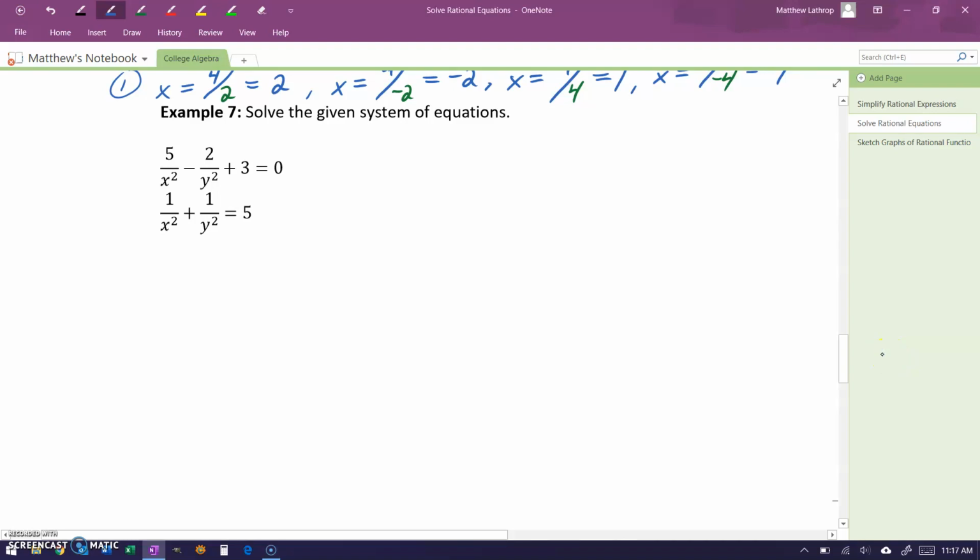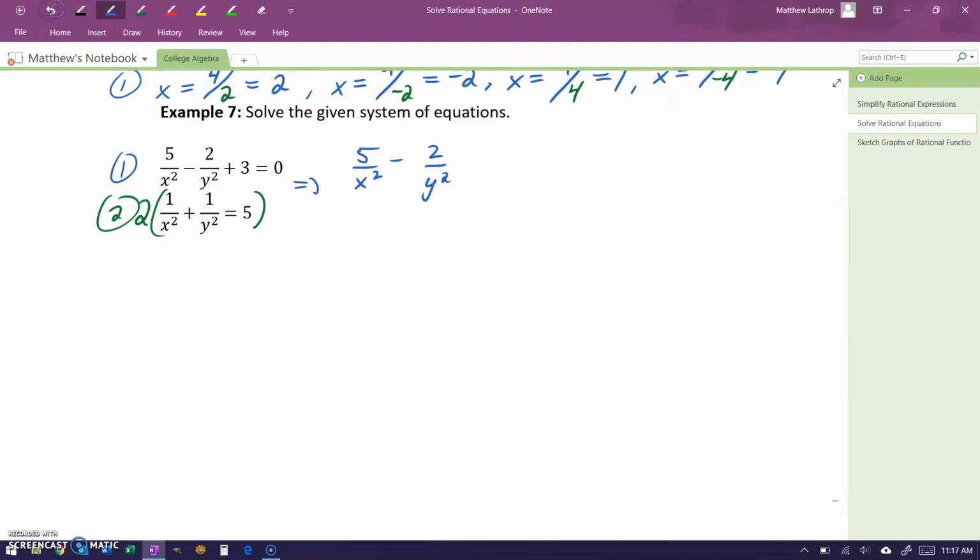In example 6, we used substitution to solve that system. Now in example 7, we'll look at using elimination. Still identifying our two equations as 1 and 2. If we take equation 2 and multiply both sides by 2, we'll end up being able to eliminate one of our variables. Equation 1 will remain unchanged.